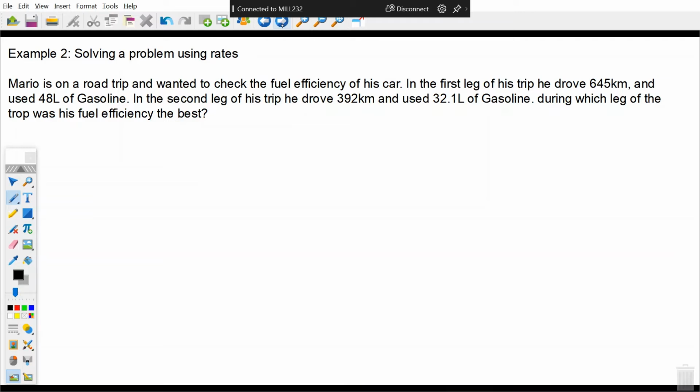During which leg of the trip was his fuel efficiency the best? Okay. So let's do leg 1 of the trip here, and leg 2 of the trip over here.